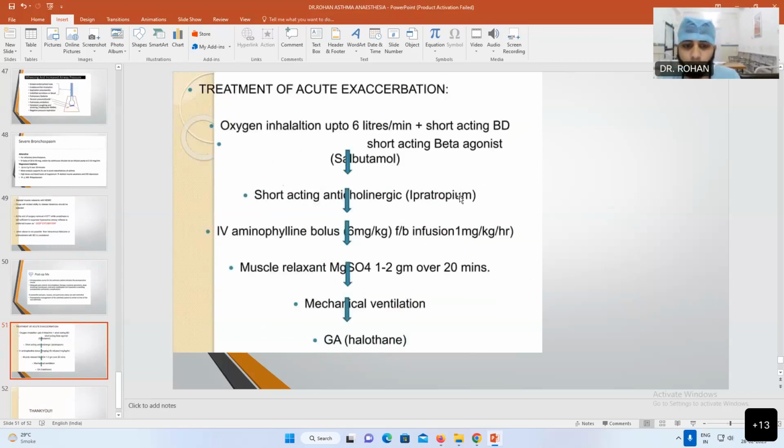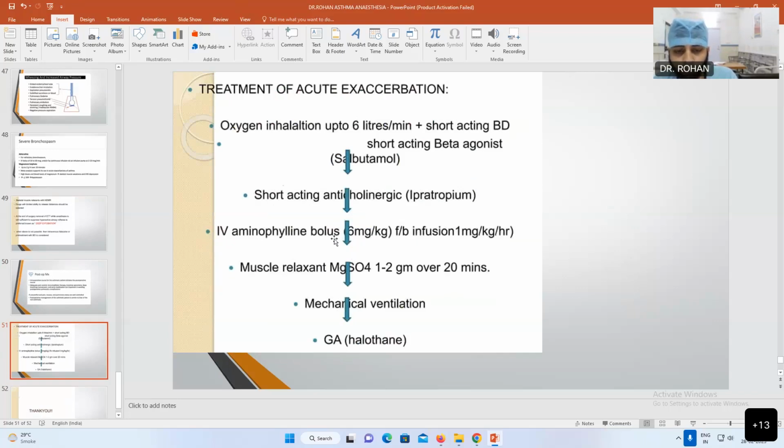Normally, in the post-operative ward, if the patient after extubation has a sudden exacerbation episode, we can give O2 inhalation up to 6 liters per minute along with salbutamol. We can also add ipratropium. We can add IV aminophylline 6 mg per kg as a bolus, which can also be run as an infusion at 1 mg per kg per hour.